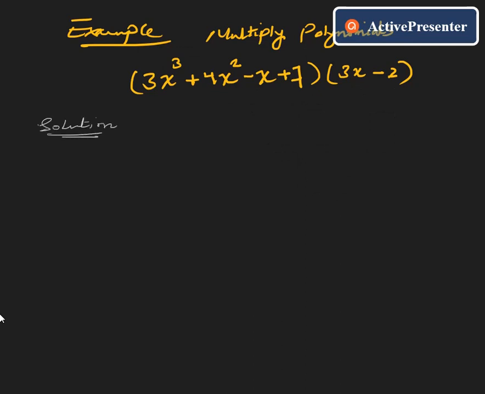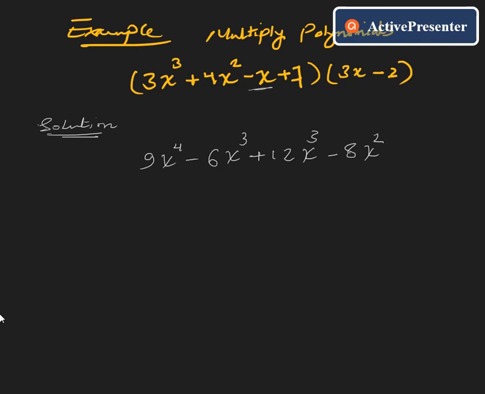Using the distributive property, we will multiply 3x cubed by 3x, so the answer should be 9x to the power 4. Also 3x cubed multiplied by minus 2 is minus 6x cubed. Now 4x squared multiplied by 3x is plus 12x cubed, and 4x squared multiplied by minus 2 should be minus 8x squared.